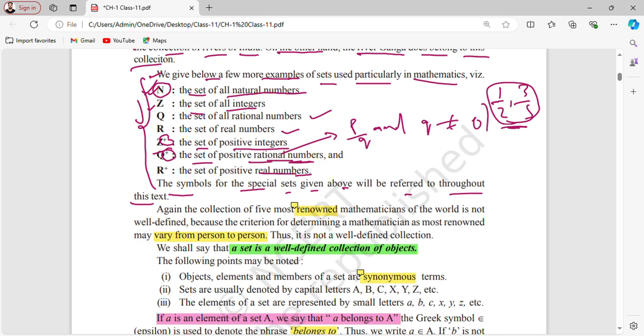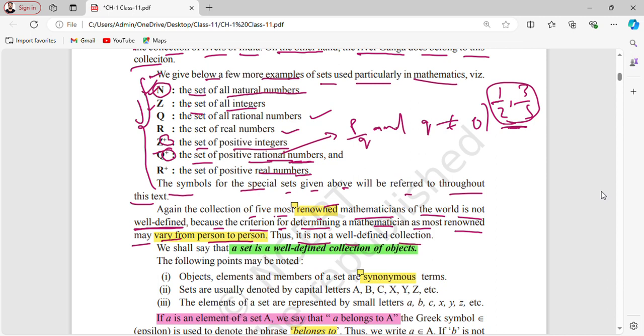And again, the collection of five most renowned mathematicians. Renowned means famous. The word "renowned mathematician" is not well defined. Why? Because the criteria for determining a mathematician as most renowned may vary from person to person. So thus it is not a well-defined collection.